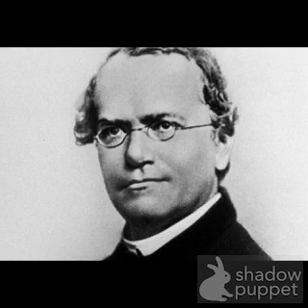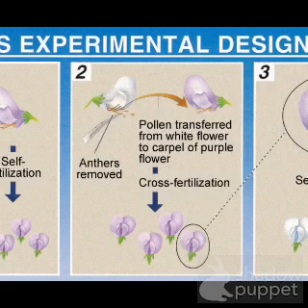Gregor Mendel, an Austrian monk, made important discoveries about the science of genetics. He used a pea plant experiment to do so. Mendel used true breeding plants to start off the experiment and used cross-pollination on the plants.